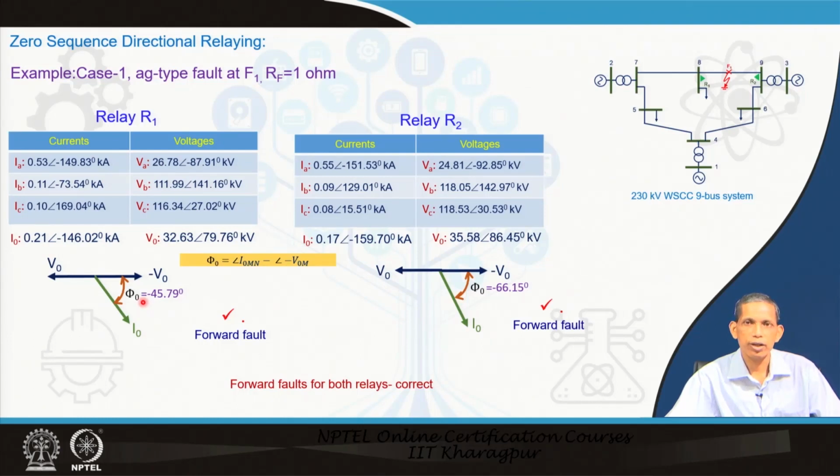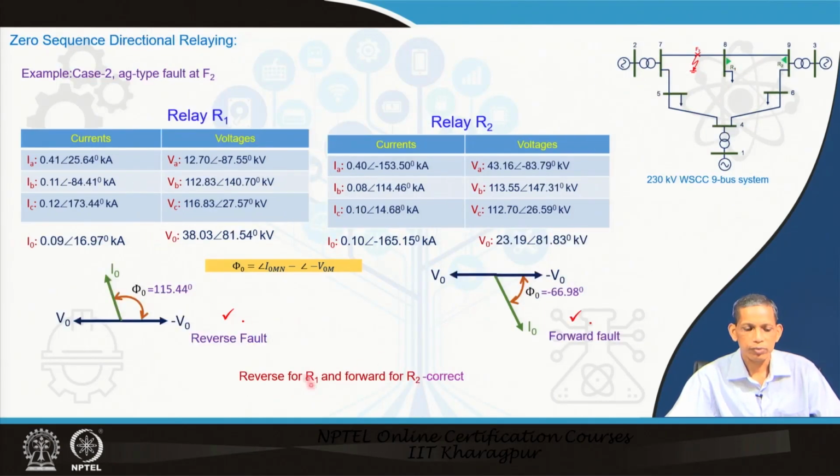So this negative angle clearly says this is a forward fault for R1. So this is correct. R2 also sees a forward fault. With its set of current and voltage measurements, we compute I0 and V0, and negate V0 with minus 180 degrees. For this case, we compute the angle of I0 and the angle of minus V0, and this subtraction gives phi 0 as minus 66.15 degrees. A negative angle implies a forward fault, R2 sees it as forward, which is correct. So both relays see the fault in the forward direction.